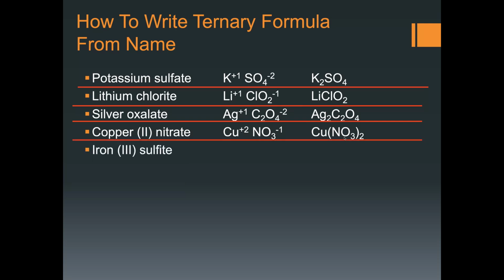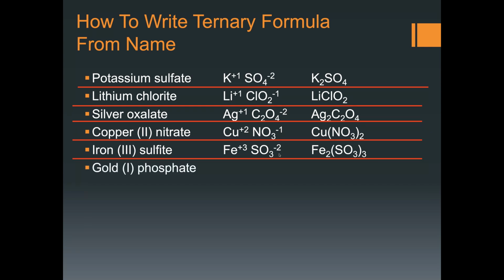So here's another example. Iron 3 has a charge of plus 3, and sulfite is SO3 minus 2. So we'll drop and swap. We'll put the 2 after the Fe and the 3 after the SO3. But we don't want it to read SO33, so we put parentheses around the SO3 and the 3 that we're dropping and swapping outside of it.